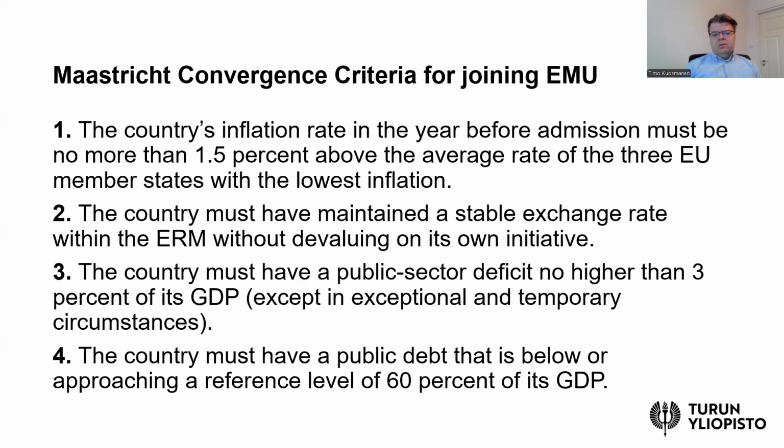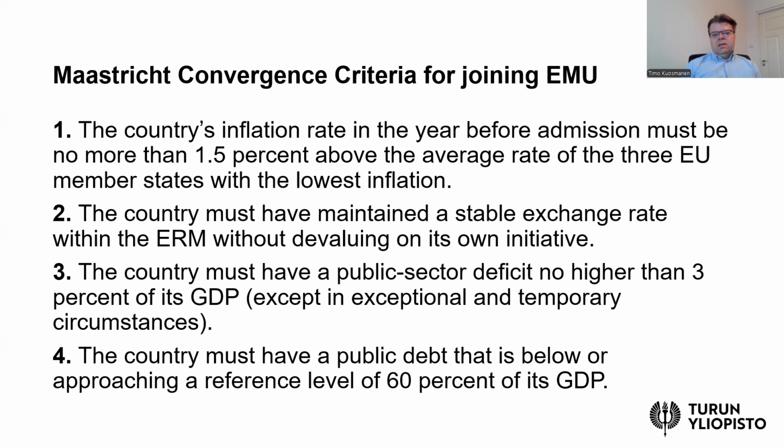The inflation rate should be no more than 1.5% above the average rate of the EU member states with the lowest inflation. So the difference between the high inflation countries and low inflation countries should not be more than 1.5%. Then the exchange rate should be maintained at a stable rate without devaluing on its own initiative. And then there are also restrictions on the public sector, government deficits relative to the GDP, except in exceptional and temporary crises. And then the public debt, or government debt, should be below 60% of its GDP.